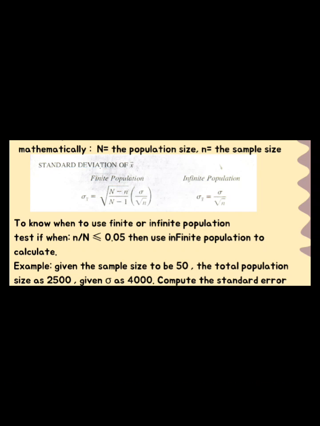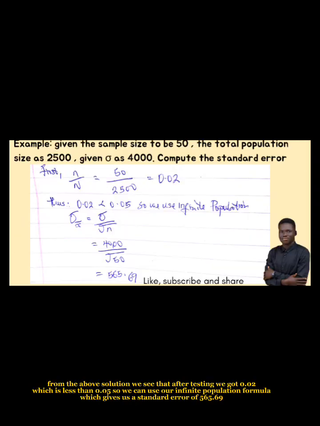Calculate the standard error. Note that standard error is also known as the standard deviation of the sample mean. As stated earlier in this course, even though we have a finite population, there is a need to test if we can use an infinite population formula to solve this. From the above solution, we see that after testing we got 0.02, which is less than 0.05, so we can use our infinite population formula, which gives us a standard error of 565.69.